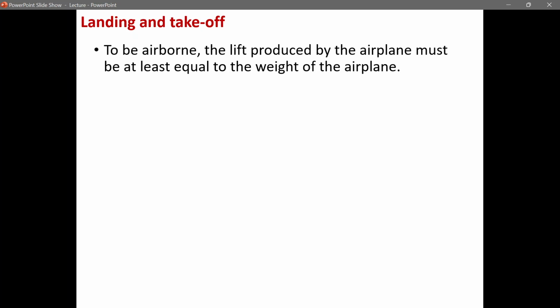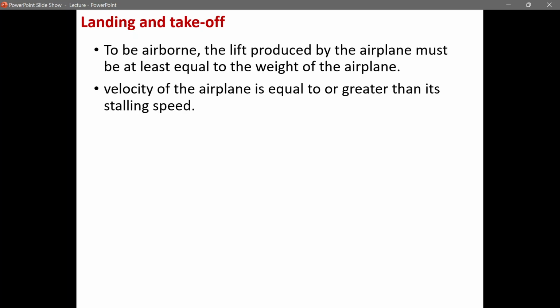So, I think it is very understandable that to be able to fly, the force you are generating in the lift direction has to be at least equal to the weight, right? So it cancels the gravitational force of the Earth. The reason we can't fly is because of the Earth's gravity, because of the weight. So if we cancel that force, become weightless, essentially, we should be able to fly, right? That's the idea. But we also have a condition for the velocity of the airplane. Its velocity has to be equal or greater than its stalling speed.